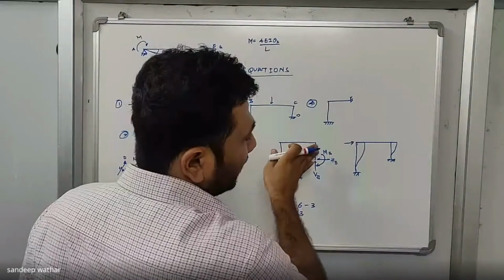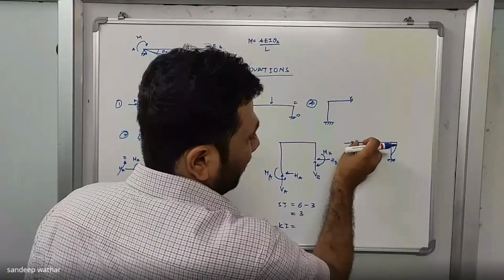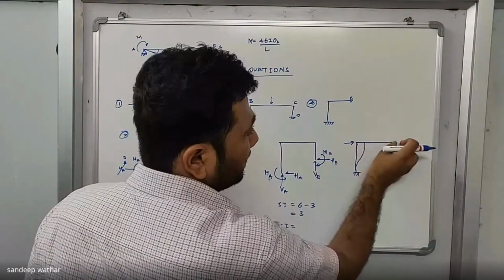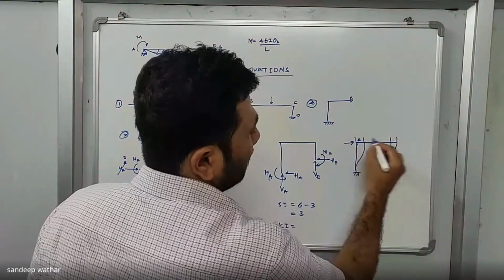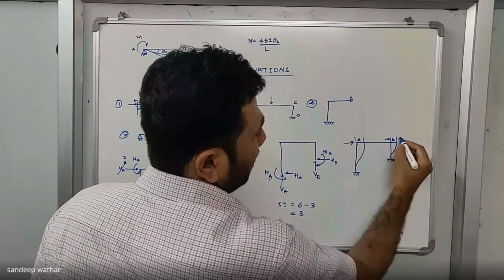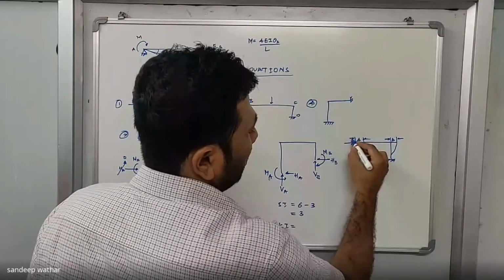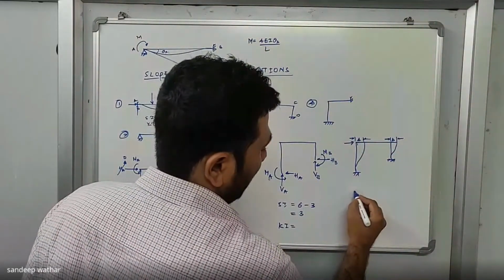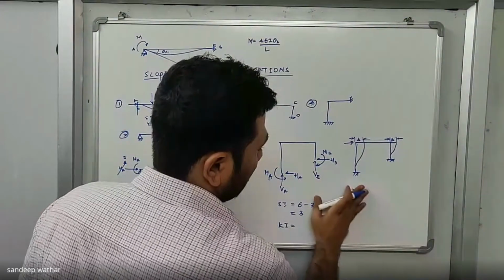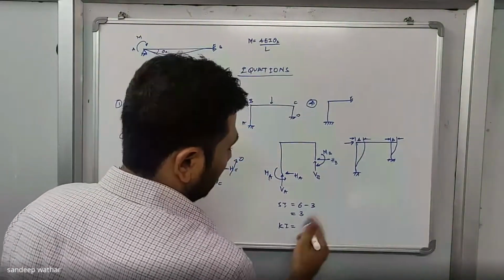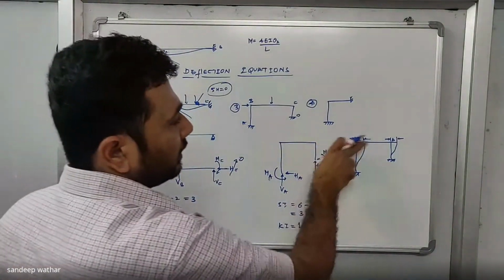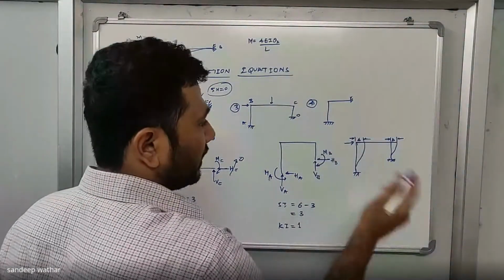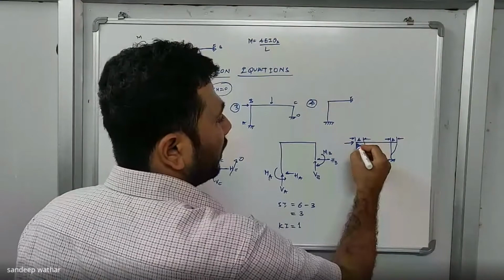Whenever it sways, the value of translation which is taking place will remain the same. Whatever translation took place here will be the same translation that takes place on this side also. So definitely we have one translation value. So, kinematic indeterminacy: the first one is one, the translation I have. Other than that, we will also have rotations here.